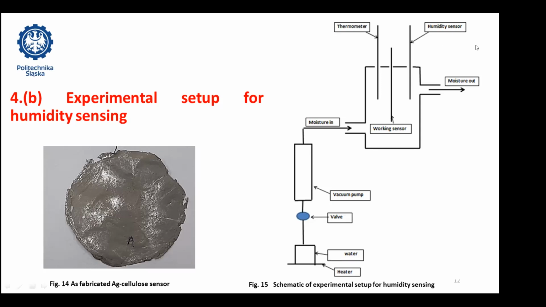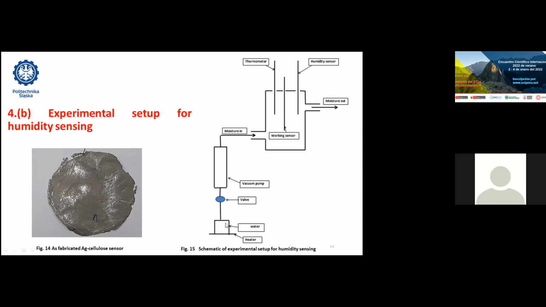Coming towards our experimental setup, we have a chamber in which we have a thermometer, which is used to make sure that the temperature remains constant throughout the experiment. Then we have a working sensor, an example of which is shown in figure 14. And then we have a humidity sensor, which was purchased from the market, to tell us the quantity of humidity in our chamber. Then we have water available, and a heater. The purpose of this is to convert water into vapors.